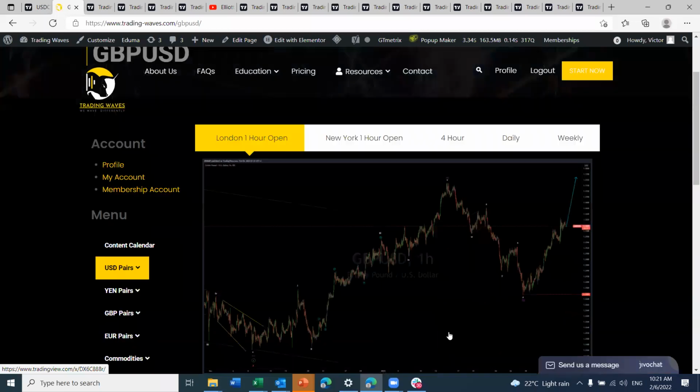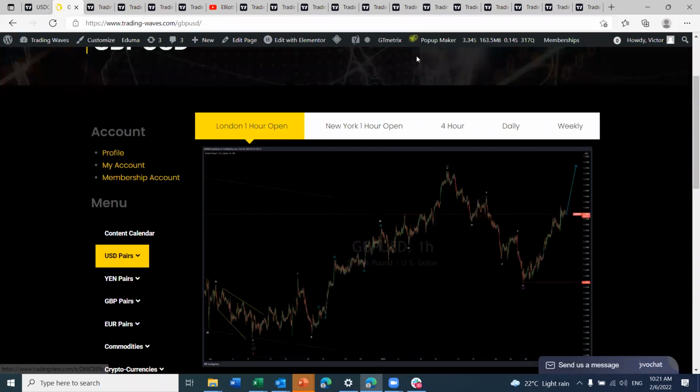Now you will see also how that translates to the yen pairs, because the yen pairs are also affected by the results of the NFPs. All right, so this is what we have for pound US dollar.